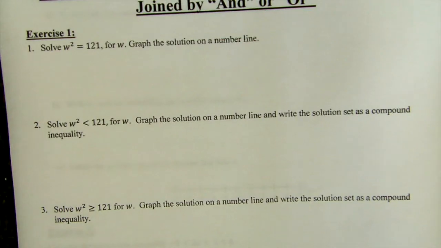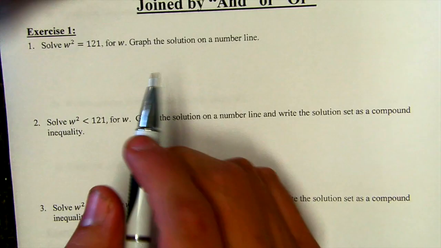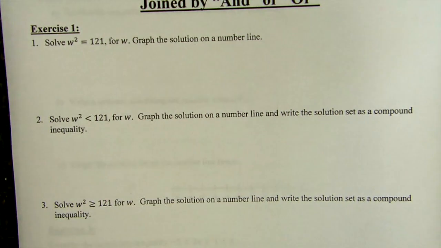Solution sets of two or more inequalities joined by "and" or "or." This is very similar to the lesson that we did yesterday, where we talked about equations joined by "and" or "or." So what we're going to look at first is exercise 1. It says solve w squared is equal to 121 for w, and graph the solution set on a number line.